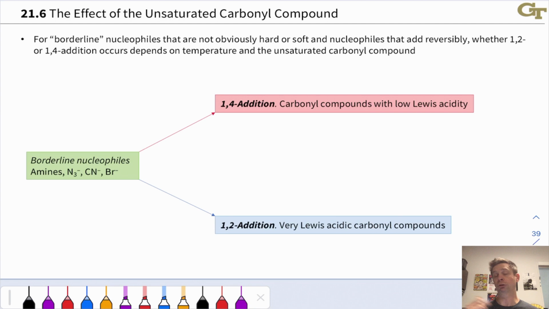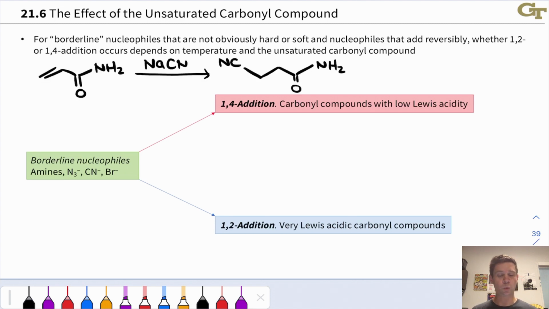Carbonyl compounds that have low Lewis acidity because they have a good electron donating group connected to the carbonyl carbon. Things like carboxylates, that's sort of the ultimate, with a negatively charged oxygen connected to the carbonyl carbon, or amides, where an electron donating nitrogen atom is connected to the carbonyl carbon. These are not very Lewis acidic at their carbonyl carbons, but because of the electron withdrawing effect of the carbonyl functional group, can still act as electrophiles at the beta carbon, and these will tend to engage in 1,4 addition.